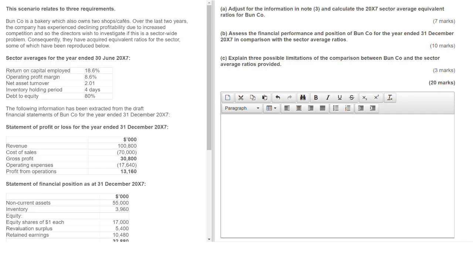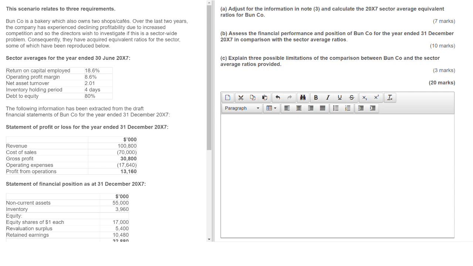Hello there, and today we're going to work our way through the analysis question contained within the financial reporting sample paper that's on the ACCA website, and this one is from September-December 2019. The question is called Bun, and we have three parts to the requirement.